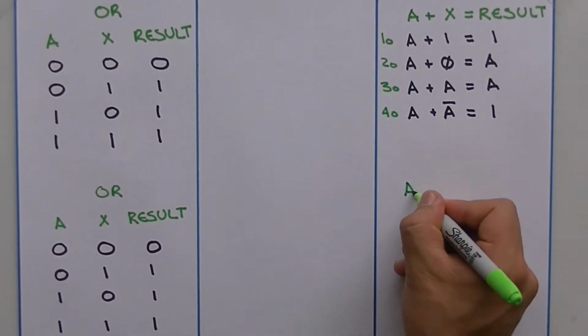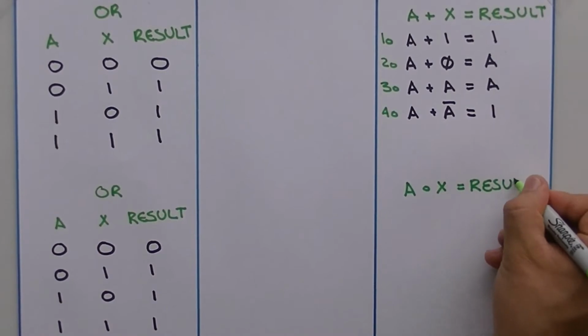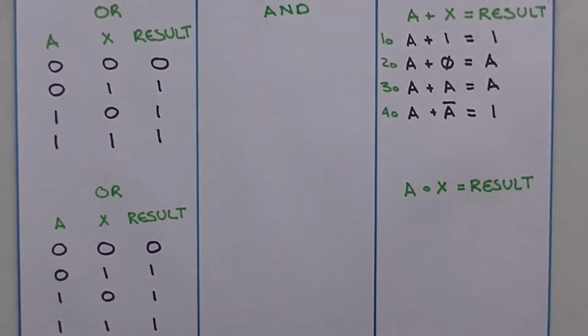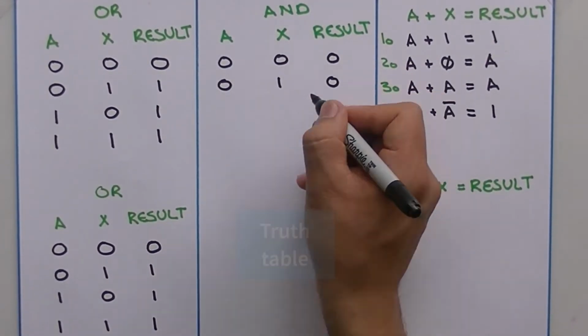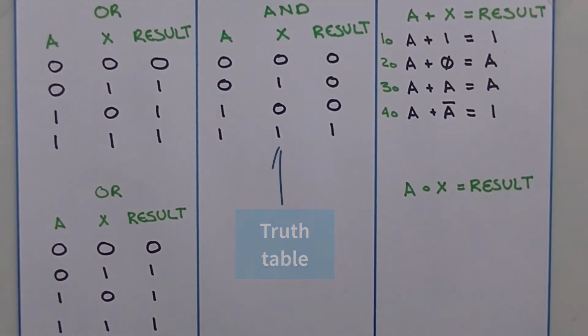To that end, we multiply a by x, which equals result. Once again, we can visualize all the possible outcomes of this operation using a truth table. Remember that in the AND operation the result is 0 if at least one variable is equal to 0. Therefore, 0 by 0 is 0, 0 by 1 is 0, 1 by 0 is 0, and 1 by 1 is 1. Now we deduce 2 more rules from this truth table.